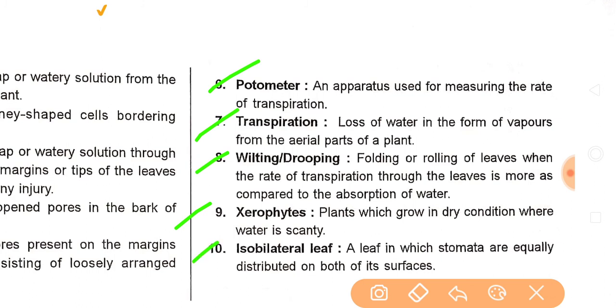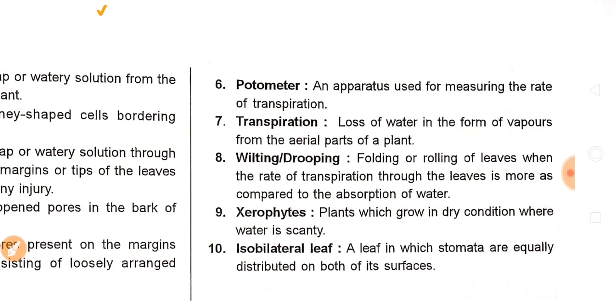Isobilateral leaf: a leaf in which stomata are equally distributed on both of its surfaces. Okay, many times you will hear this term isobilateral. It means same, because iso means same, bi means both sides, or two. So stomata are equally distributed on both surfaces. That's why it's called isobilateral.